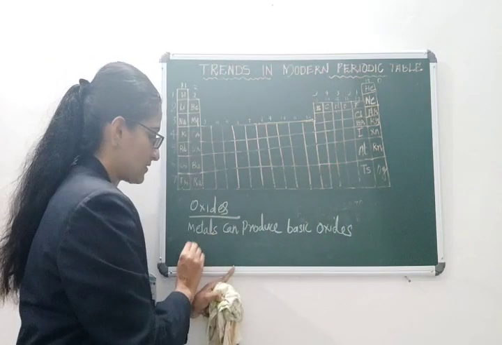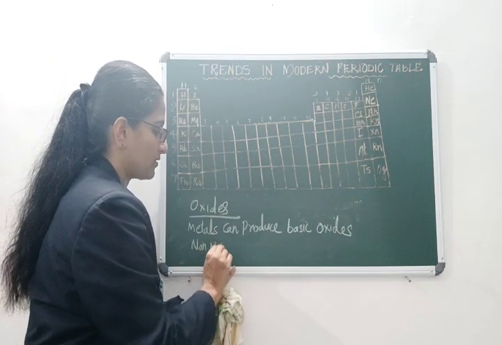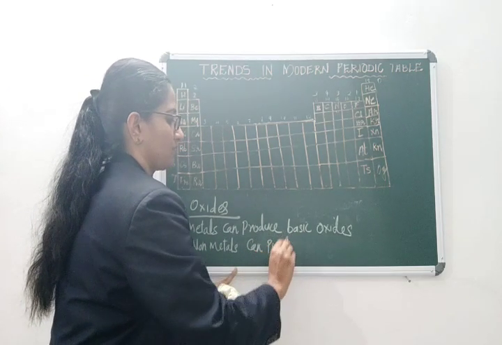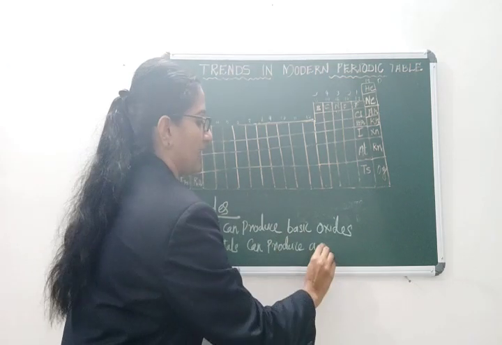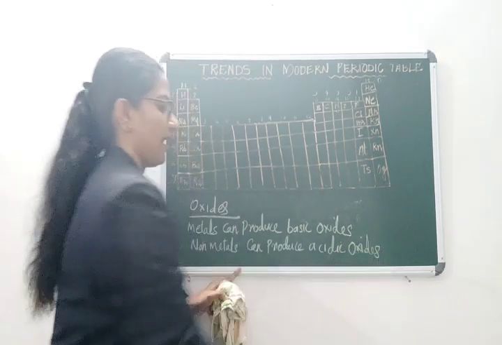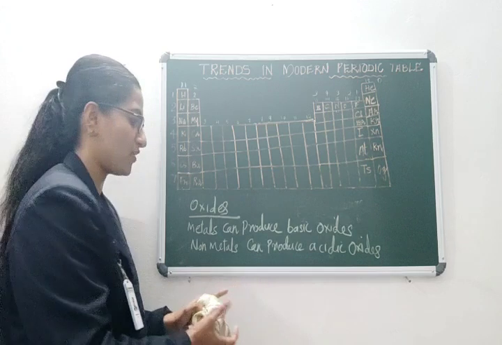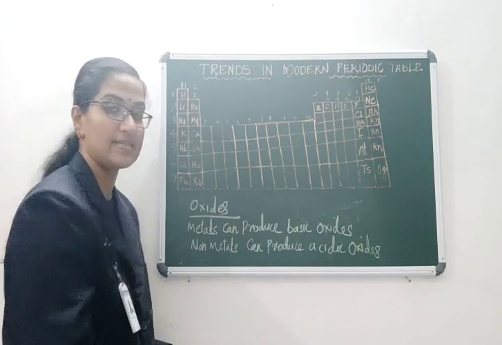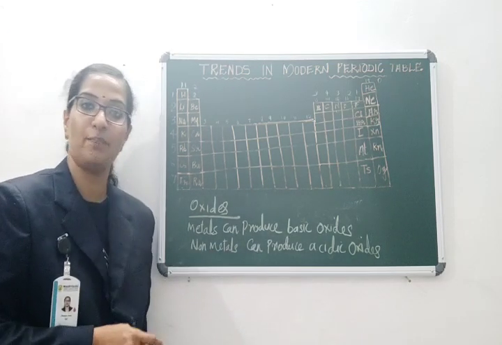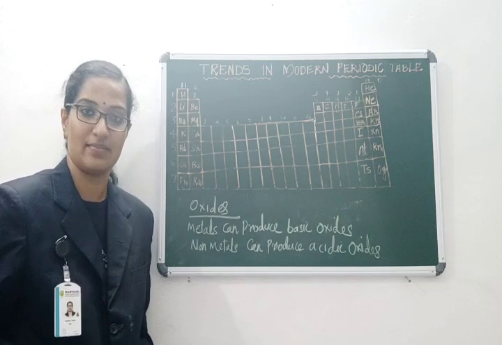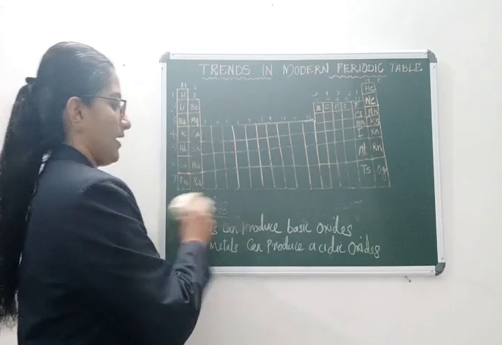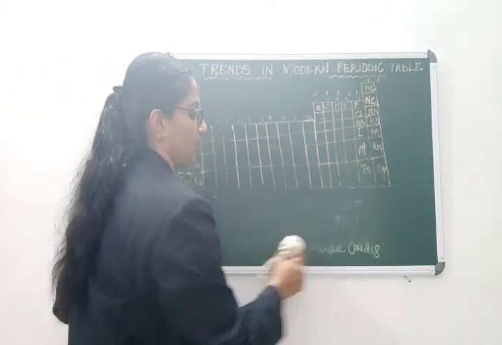But non-metals can produce acidic oxides. How? Because metal oxides can combine with water and produce a base. But non-metal oxides can combine with water to produce an acid. That is why they show two different natures. Okay? And so today we are finishing the session with the trends in the modern periodic table.